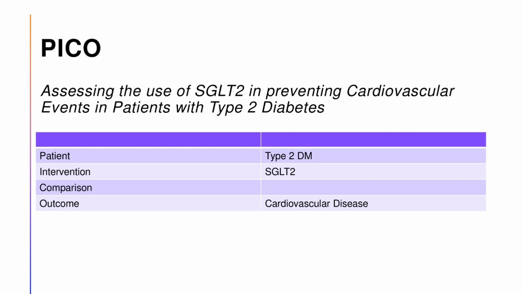So now I'm just showing you guys some examples of a PICO framework on how to construct a research question. I'm not going to go into detail right now because we are covering this in future episodes. But this is just merely an example. For example, as it shows on the slide, assessing the use of SGLT2 in preventing cardiovascular events in patients with type 2 diabetes. And there are 4 domains: patient, intervention, comparison, and outcome. And you put them in the right box to form the correct question for your research.